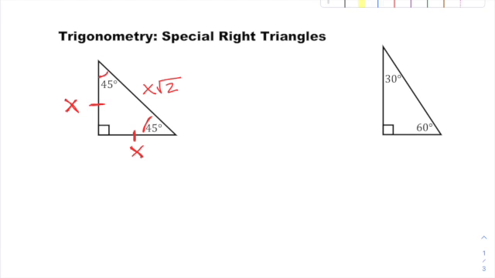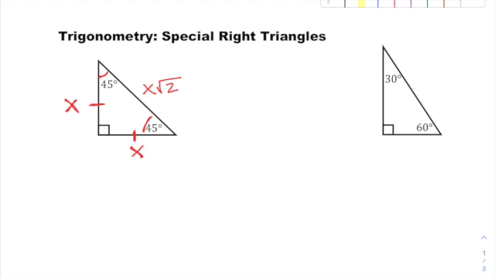Now, this has three different angles: 30, 60, 90. Whatever's across from 30 is going to be the shortest side, or the short leg, and whatever's across from 60 will be the medium side, or the long leg. These two are legs, so we have a short leg and a long leg. And whatever's across from 90 is, of course, the hypotenuse, which is the longest side of the three.